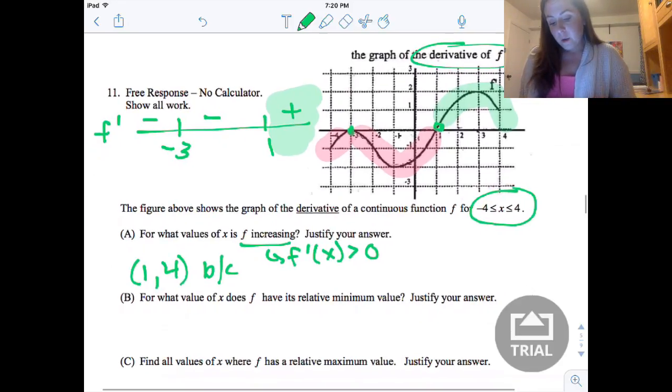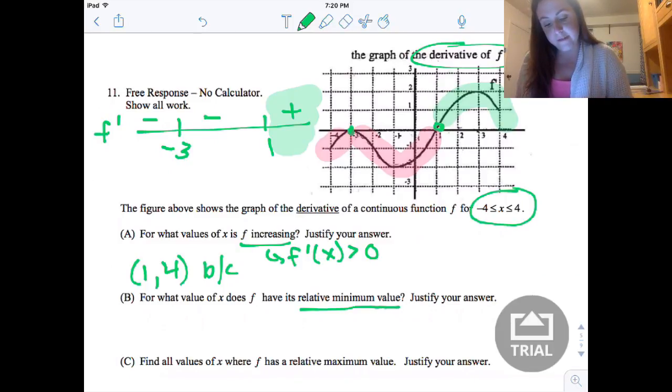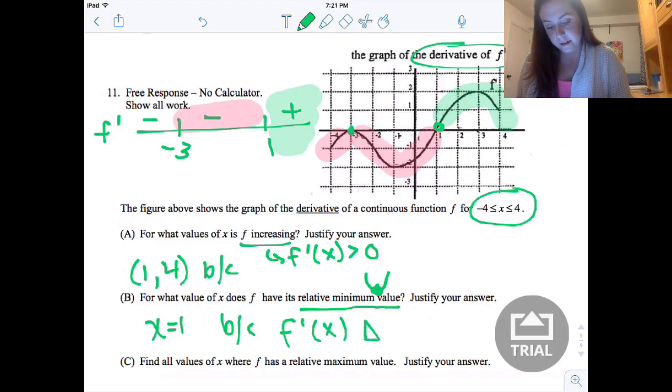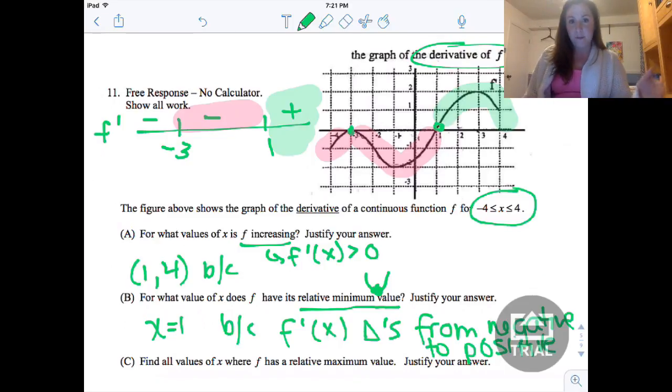Okay? When does f attain its relative minimum value? So f attains its relative min when we're thinking about going, okay, min, negative to positive. And so I would be looking at where I see f prime change from negative to positive. That is at x equals 1 because f prime of x changes from negative to positive. And it's really important here that you don't just say changes signs, right? Specifically, we need negative to positive, okay?